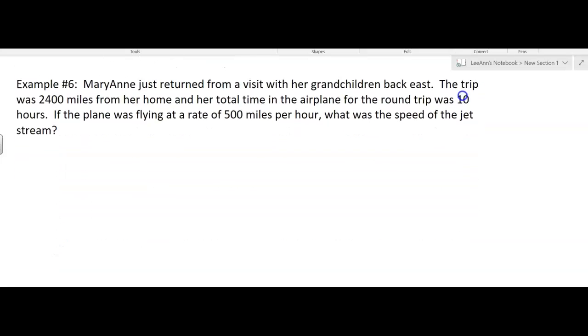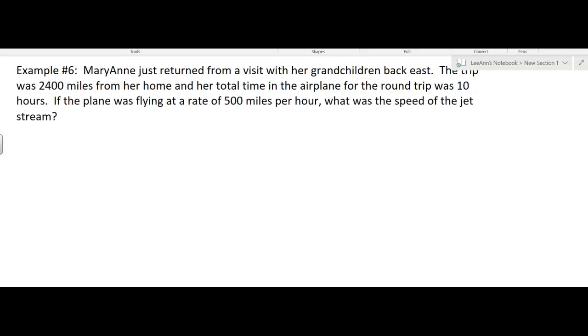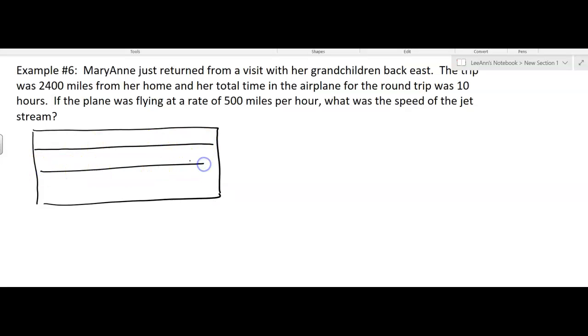All right. Mary Ann just returned from a visit with her grandchildren back east. The trip was 2,400 miles from her home, and her total time in the airplane for the round trip was 10 hours. If the plane was flying at a rate of 500 miles per hour, what was the speed of the jet stream? Well, we usually set up a chart for these. So we have rate, time, and distance.